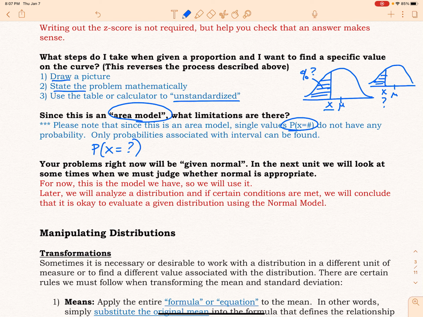And since this is an area model, one value does not take up area under the curve. See, if I'm just looking at this one value right here, that doesn't take up area under the curve. So I can't find the area of just one value. So that indicates that we can't find the probability associated with that one value. We can only find probabilities associated with an interval when we're using a normal distribution. Keep that in mind.